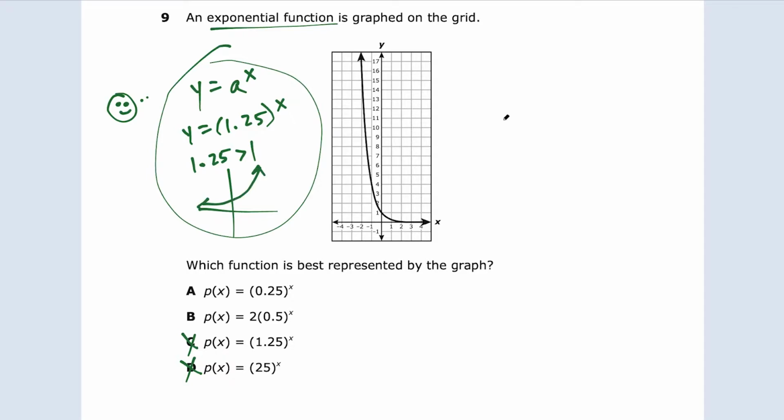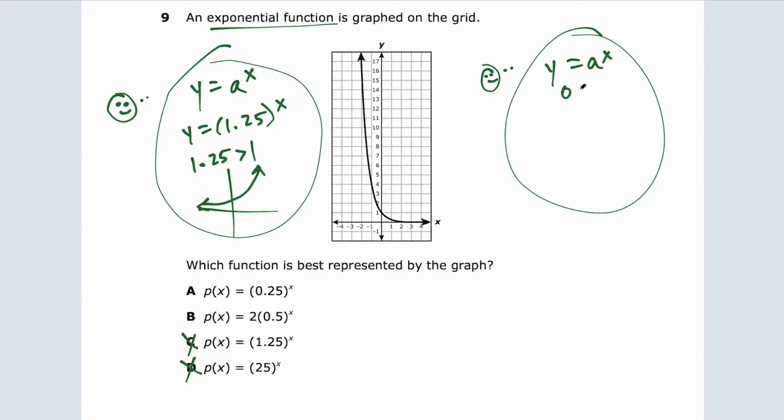But if I had a different situation like choices A and B, anytime my base, so I'm thinking once again, I have y equals a to the x. If my base a is between 0 and 1, like let's say choice A, if I have something like y equals 0.25 to the x, I know this is going to be exponential decay. But now, how do we know which one is the correct answer?